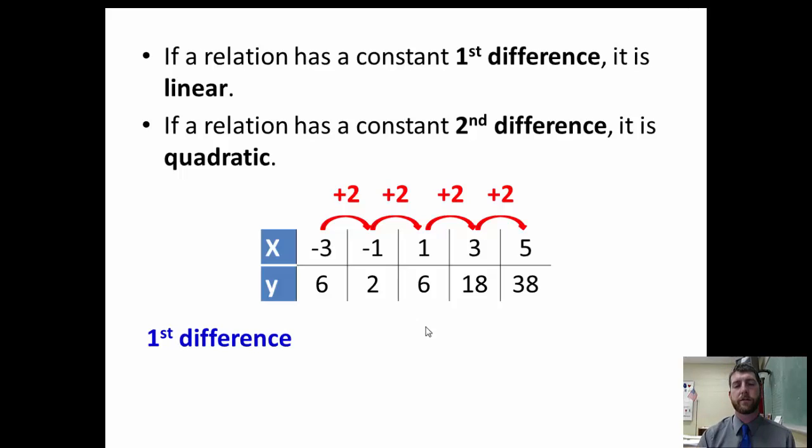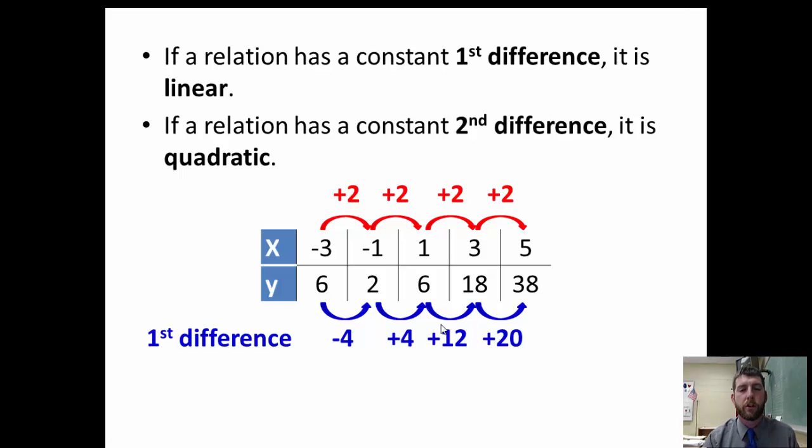So the first difference, from 6 to 2, we have a -4, so we decreased by 4. From 2 to 6, we added 4. So we know right now it's not going to be linear, because while the x's had a constant first difference, the same change, the y's do not have the same change. So we know it's not going to be linear, but we go ahead and finish figuring out what the first differences are. So from 6 to 18, we increased by 12. 18 to 38, we increased by 20. So first differences were not constant, so we know it's not linear.